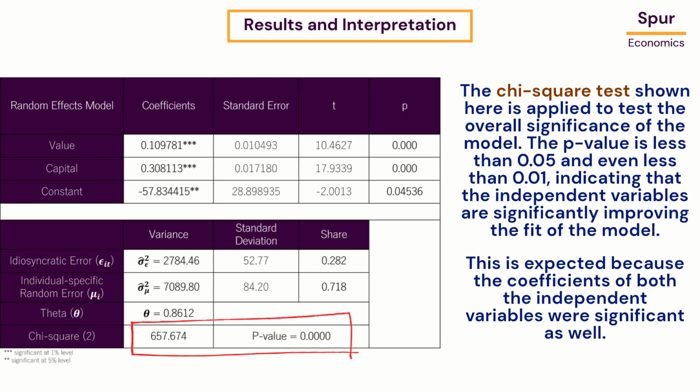The chi-square test shown here is applied to test the overall significance of the model. The p-value is less than 0.05 and even less than 0.01, indicating that the independent variables are significantly improving the fit of the model. This is expected because the coefficients of both the independent variables were significant as well.